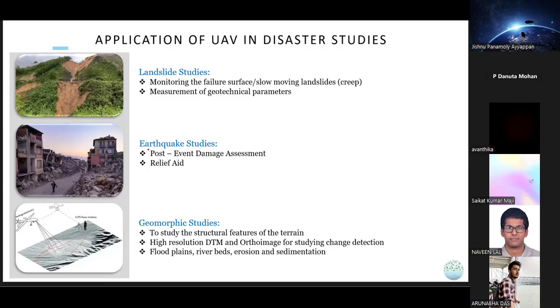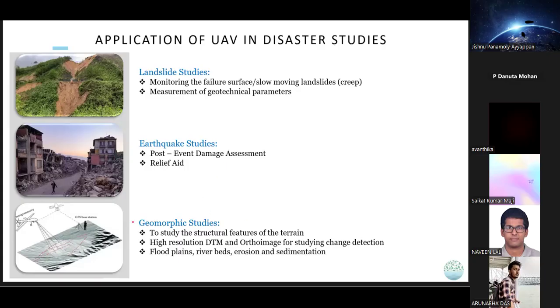Next is the earthquake studies. As I said, earthquake happens very suddenly, and there are no early warning systems, and the early warning that we have is just for 7 seconds, and nothing can be done. No evacuation can even be done in that time. So during this disaster, if somebody is trapped under the rubble, we can use thermal sensors to detect them, and then we can use drones, especially heavy drones, for delivering first aid to the affected people.